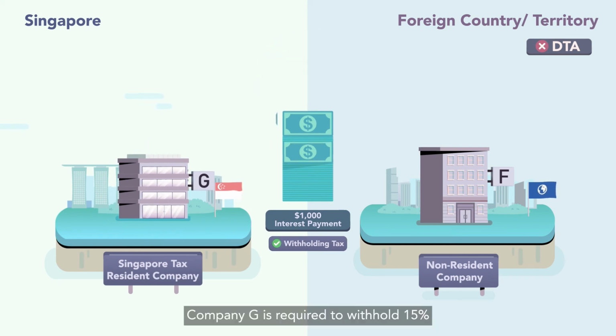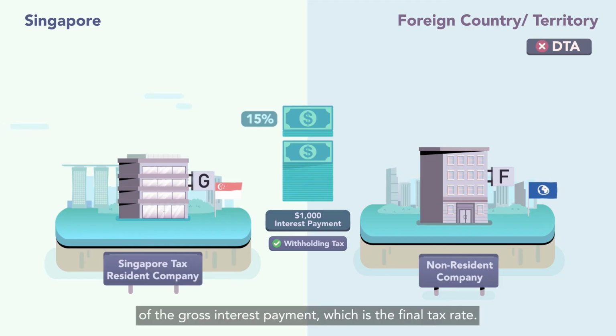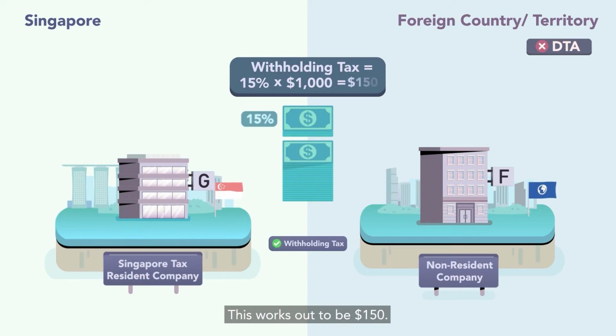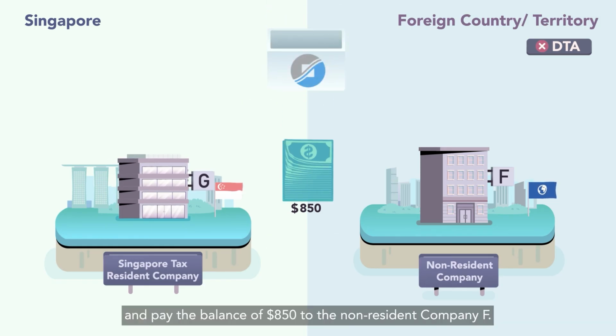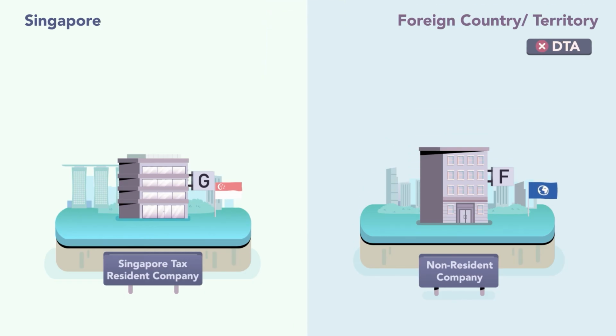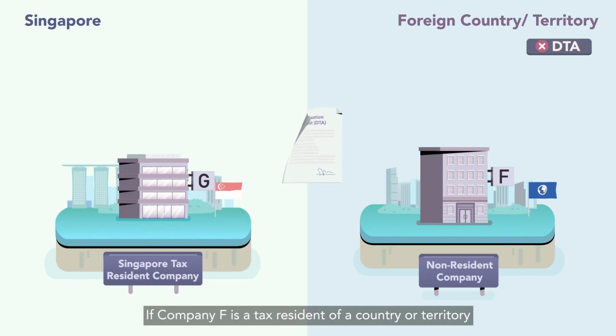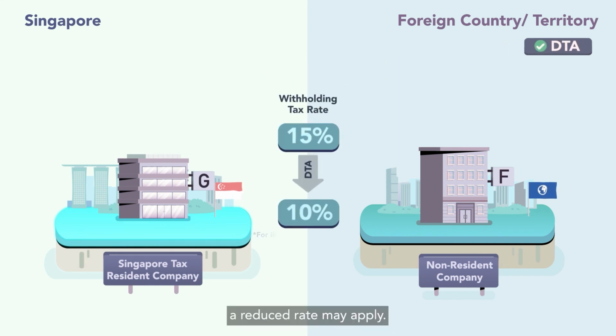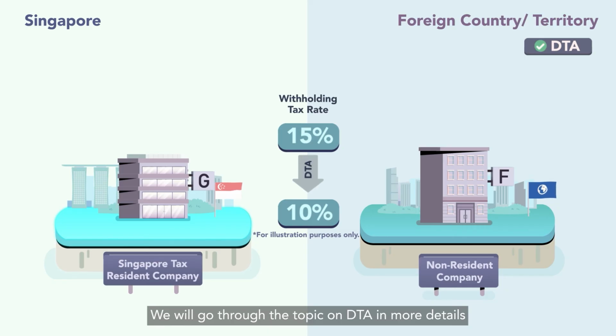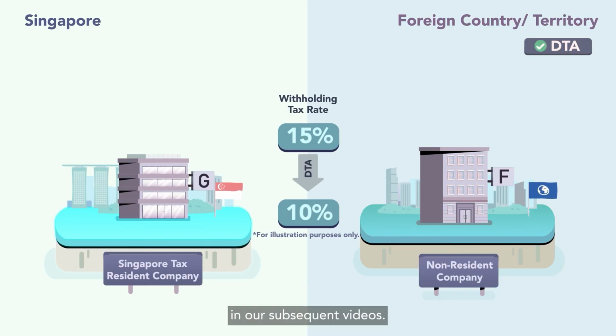Company G is required to withhold 15% of the gross interest payment, which is the final tax rate. This works out to be $150. Company G will remit $150 to the IRAS and pay the balance of $850 to the non-resident company F. If company F is a tax resident of a country or territory which has signed a double taxation agreement or DTA with Singapore, a reduced rate may apply. We will go through the topic on DTA in more details in our subsequent videos.